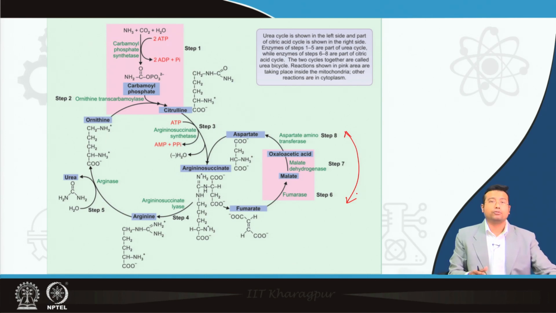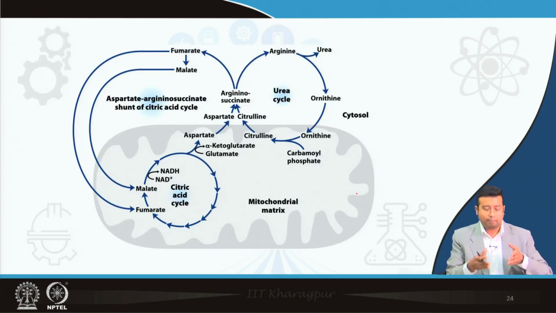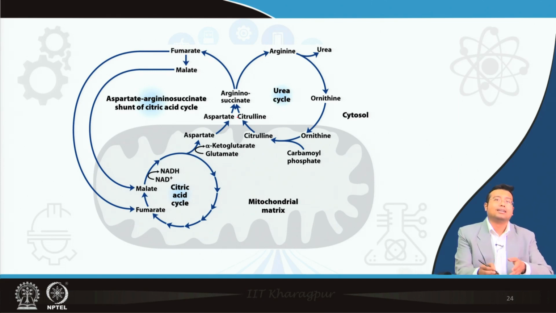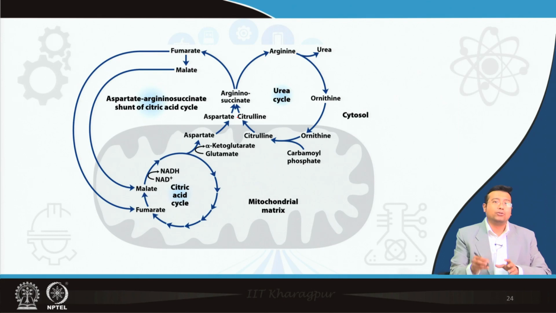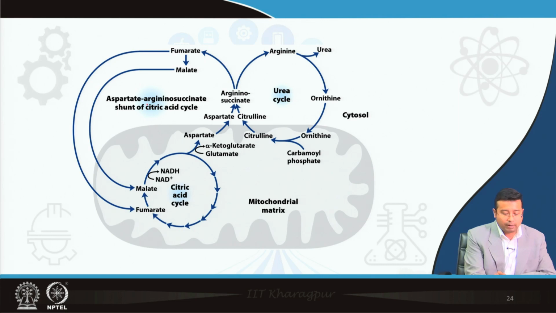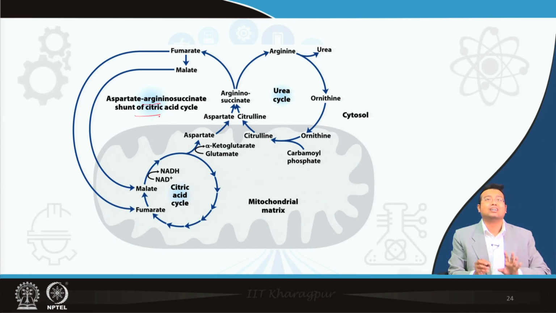And if you want to visualize it correctly, this is the picture that shows what steps exactly take place in the mitochondria and how the aspartate comes out into the cytosol and ultimately gets converted to fumarate, which again converts to malate, and then it can again enter into the mitochondria. Mind it, malate can give rise to energy by participating in the malate aspartate shuttle, and this connection between the urea cycle and Krebs cycle is also termed the aspartate argininosuccinate shunt of the citric acid cycle.